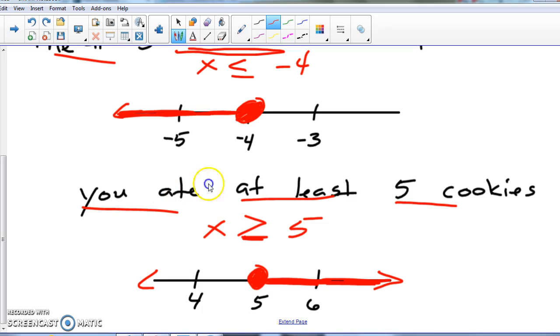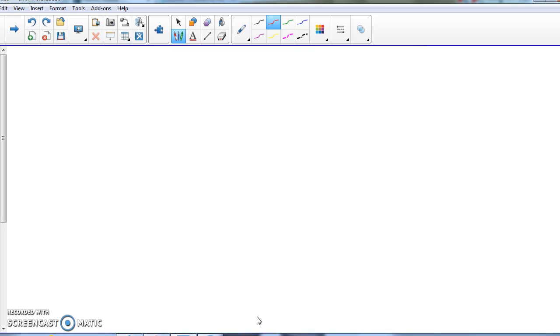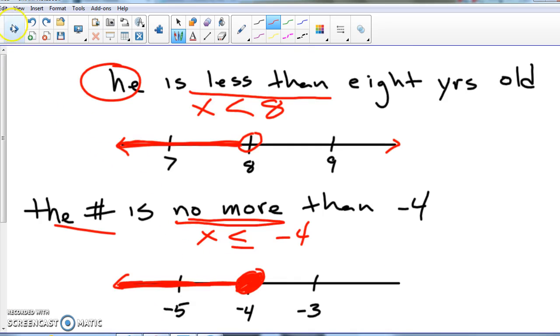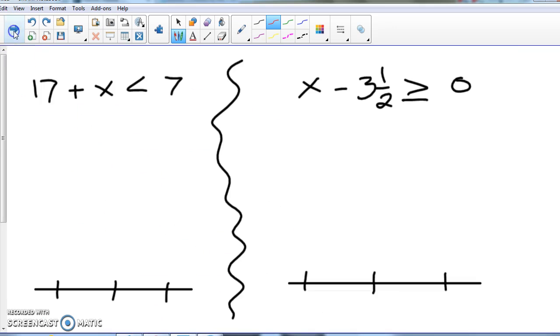All right, so that's just your basic identifying of what it means when you're translating a phrase into a basic inequality and then how to graph it. Well, what does that mean when I have to solve these inequalities? Well, what I've got here are 2 basic inequalities using addition and subtraction. And we solve these just like as if this was an equal symbol right here.